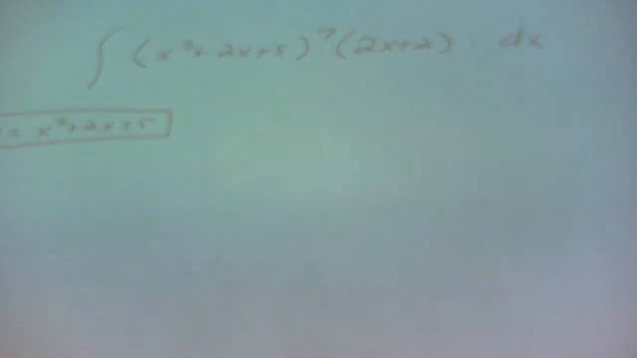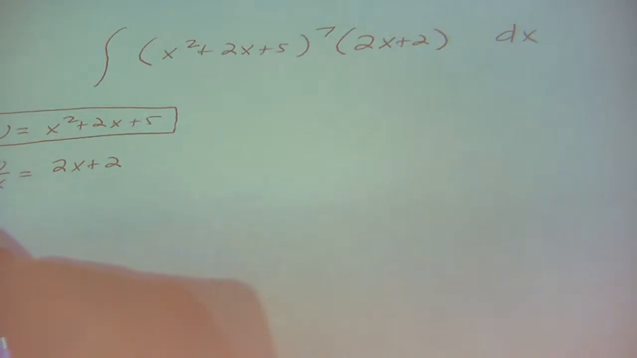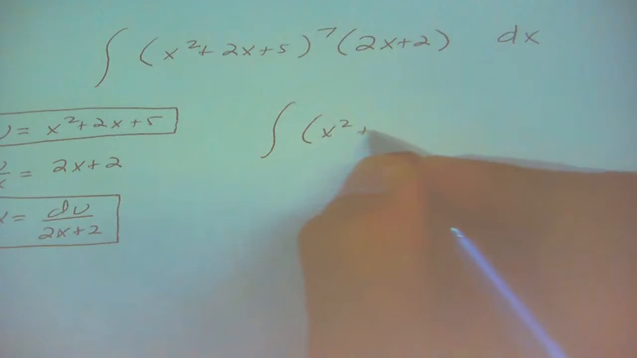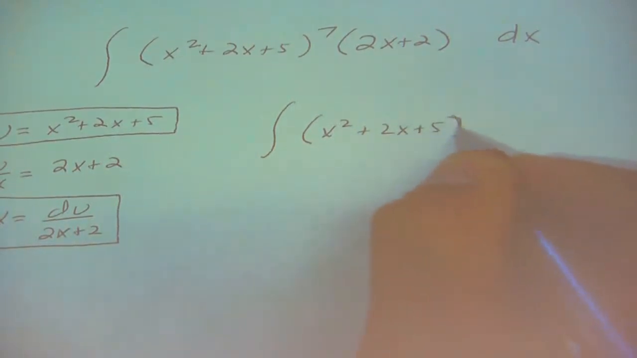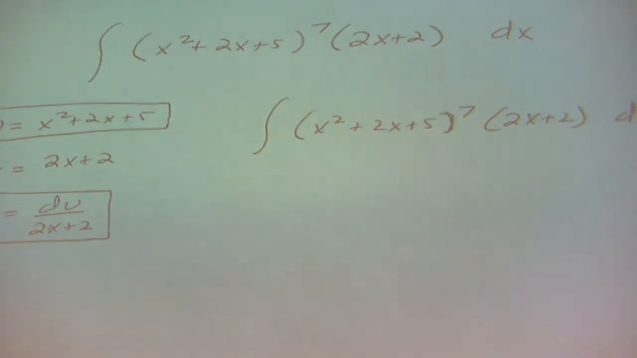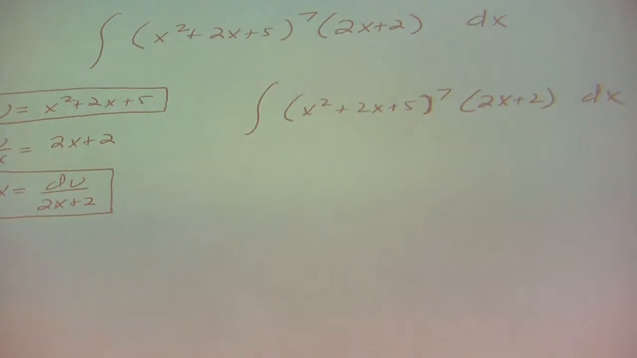Now, there's a little weirdness. We'll talk about it. You take the derivative with respect to x. What's the derivative? 2x plus 2. And again, we're not going to do the algebra. We know what it is. It's going to be dx equals du over 2x plus 2. Okay? So now that we're all together, any questions so far? See how far you can take it.